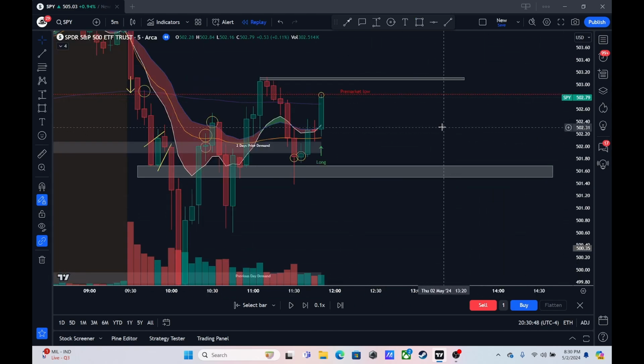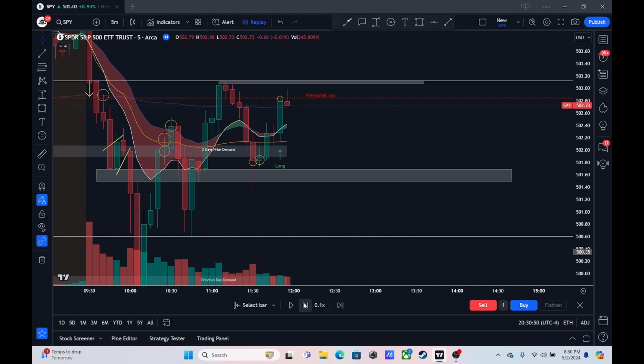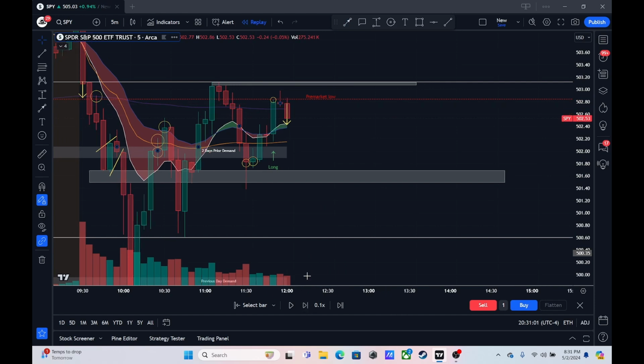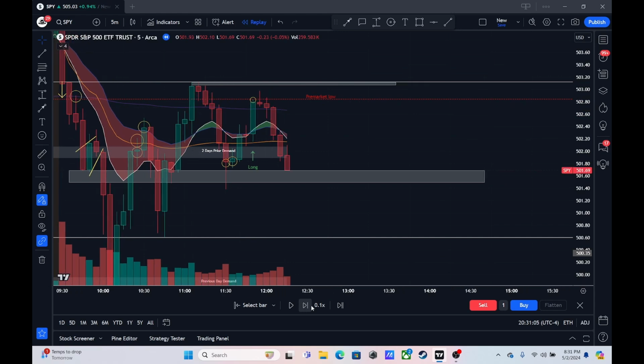And you'll see here that the resistance was actually respected. We had a little push up, right, an attempt to get past pre-market low, but we ended up closing below with an inverted hammer candle, most likely showing us that we're going to get some more downside there. There's the pullback into the clouds.